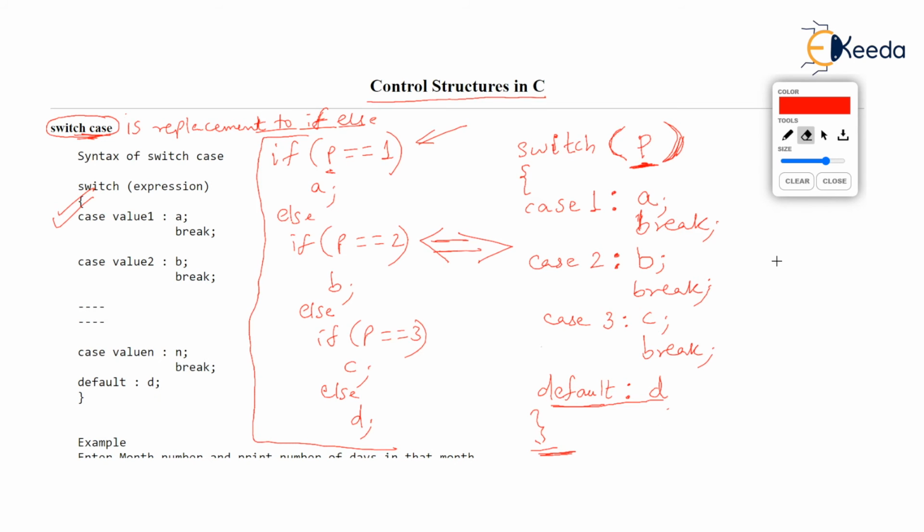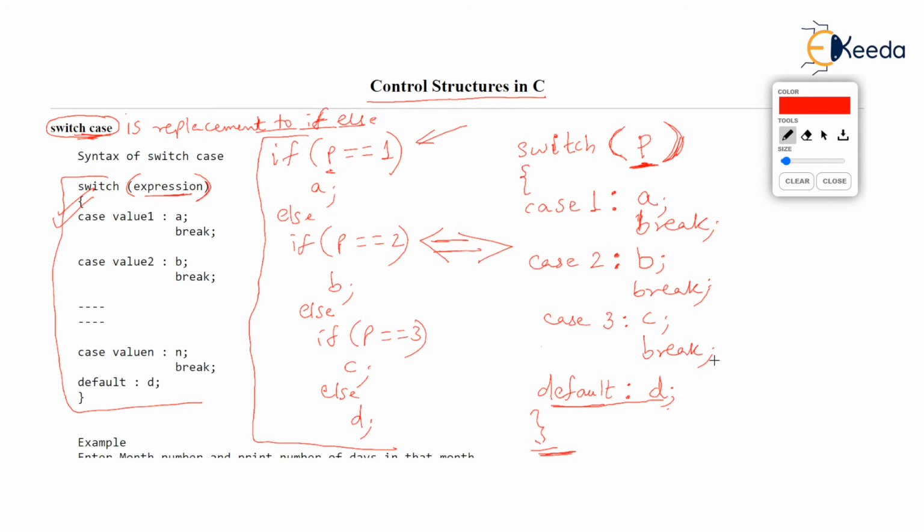Now have a look at the grammar. Anyway, we have now understood how to write switch, but before we close this discussion, let's see the grammar of the switch, which is written on the left hand side over here. You can see that switch is followed by a bracket, and in the bracket you write an expression. Expression can be anything, a simple variable like p, or maybe some math expression can be written.